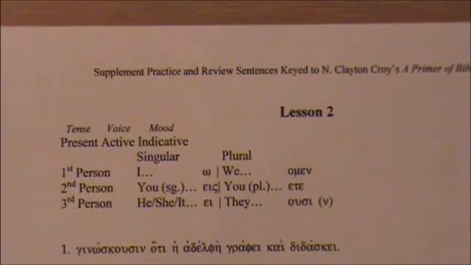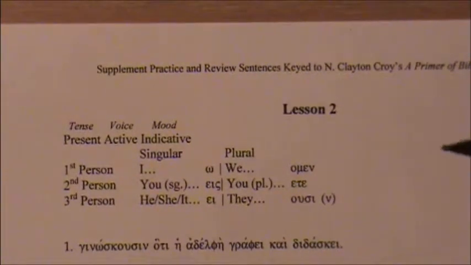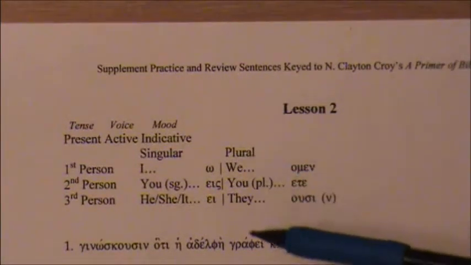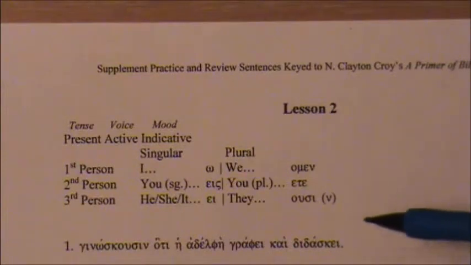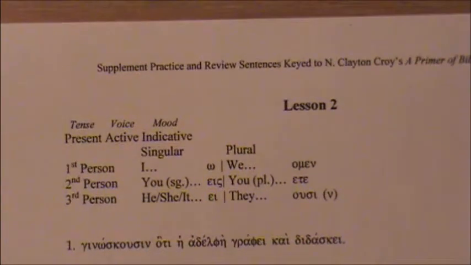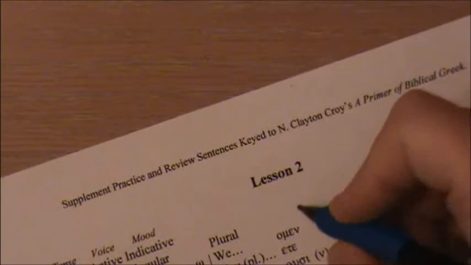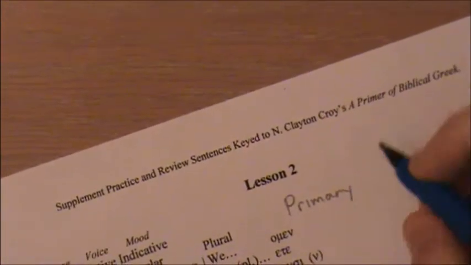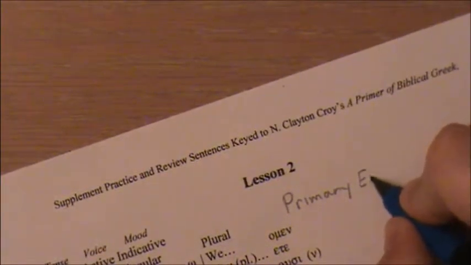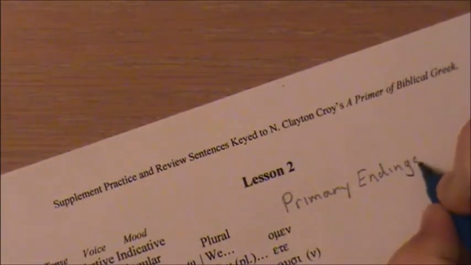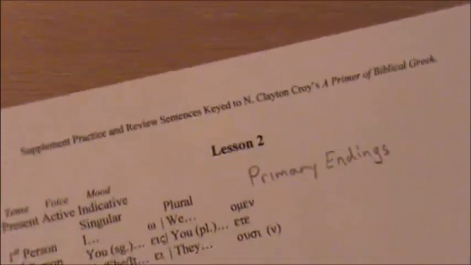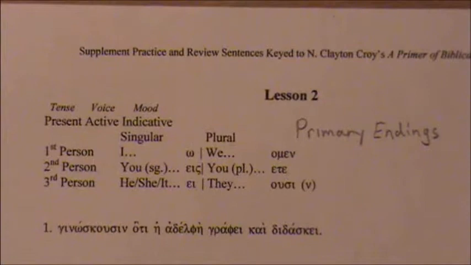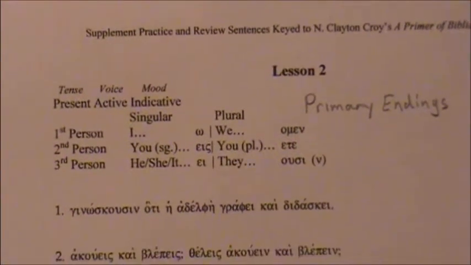The best way to learn these endings is just to go over them again and again. O, eis, ei, omen, ete, ousi, and these are also called primary endings. So primary endings, and they are active primary endings. Anyway, let's get to the sentences.